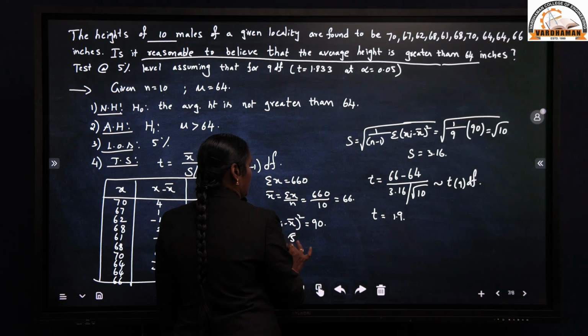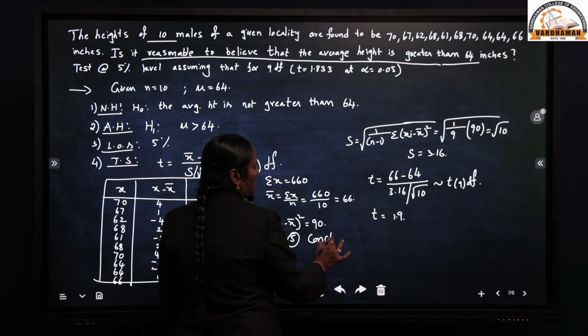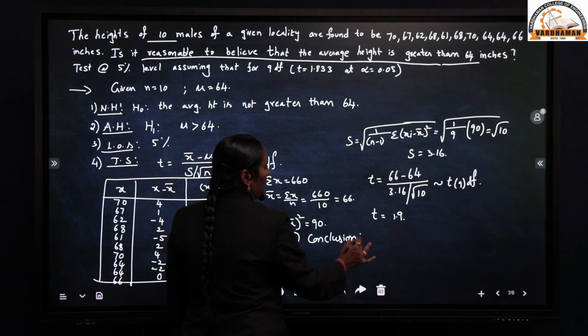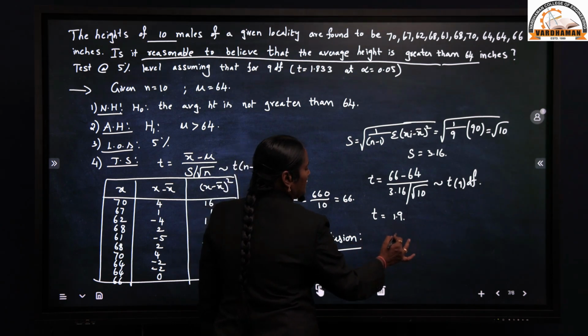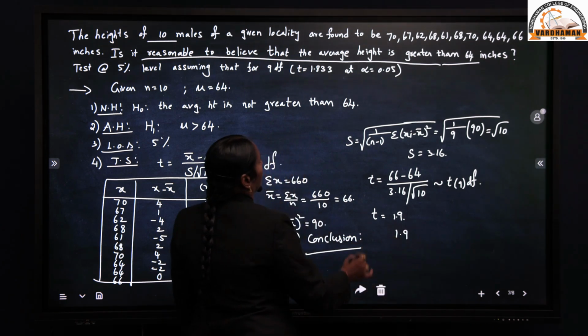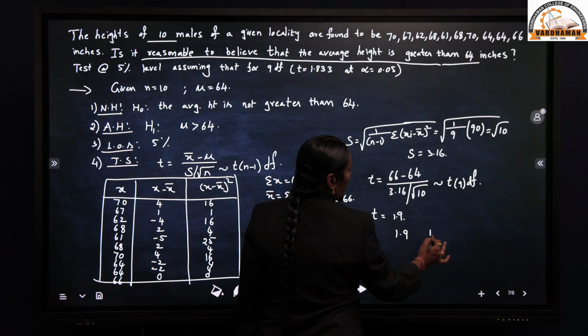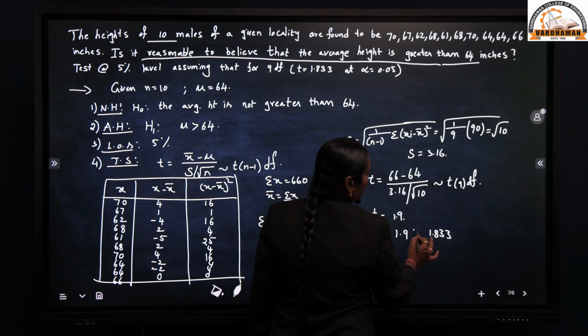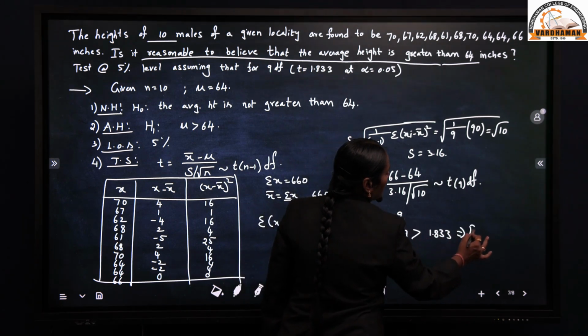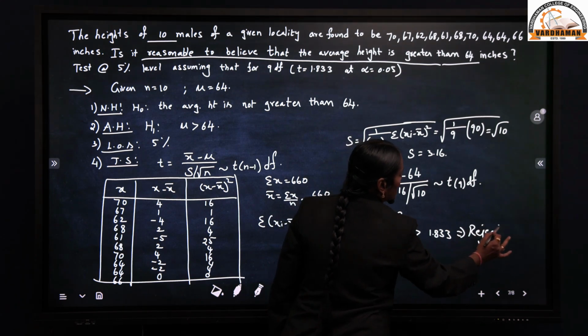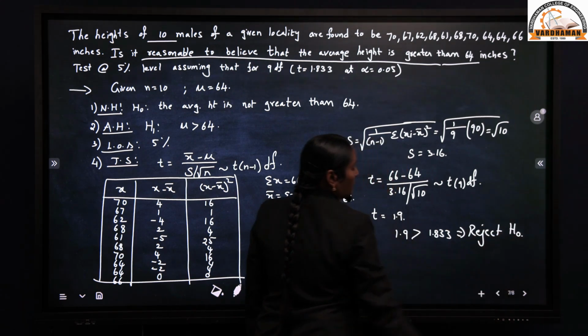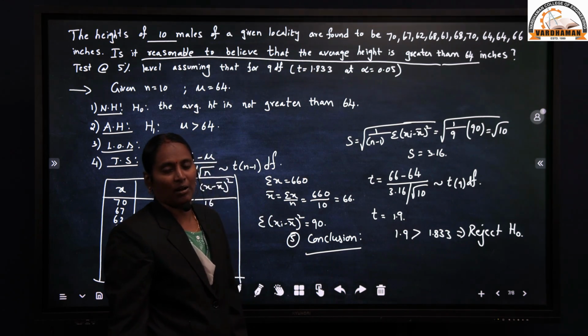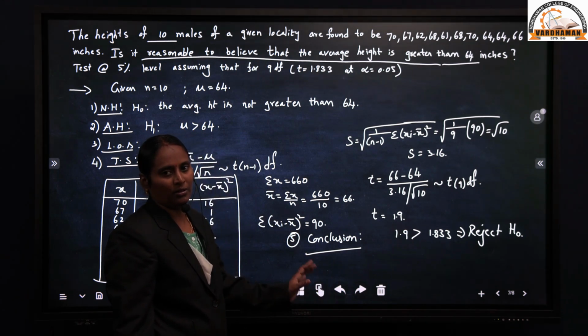So let us go to make the conclusion. The fifth step is the conclusion. Now this calculated value 1.9 is greater than the tabulated value of 1.833. So it means that we are going to reject H0, because the calculated value of t is greater than the tabulated value of t. So we are going to reject H0.